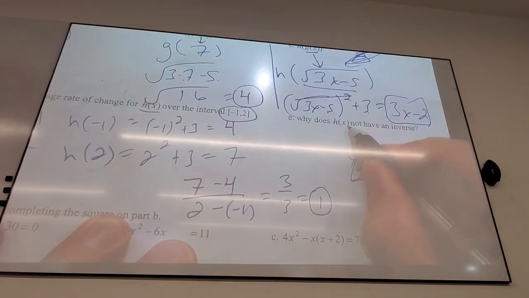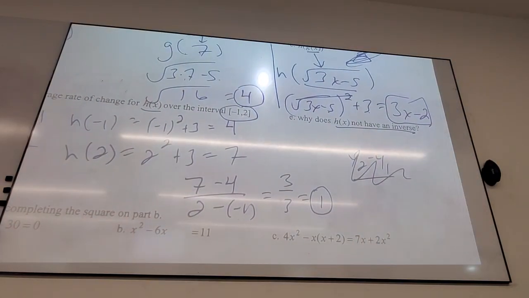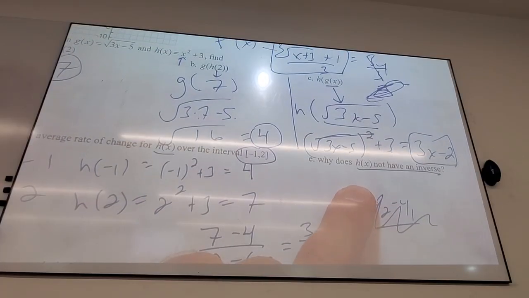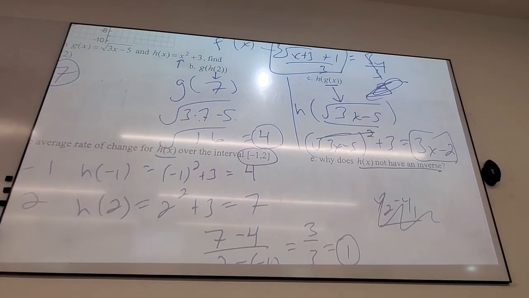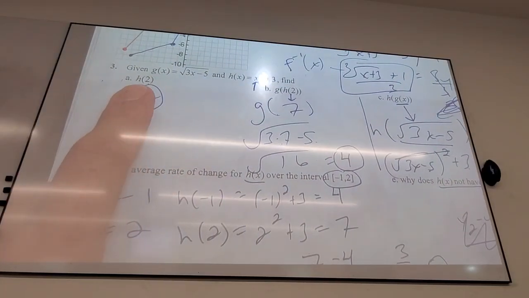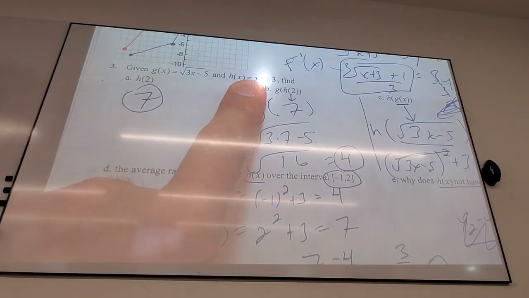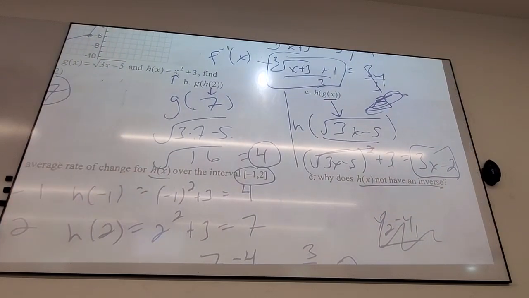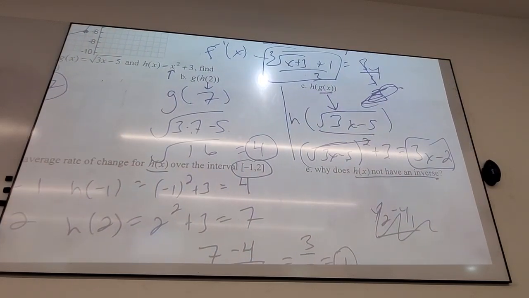Why does this not have an inverse? There are a lot of different ways to answer it. What's one way somebody answered that? It fails the horizontal line test. Yeah, if you graph it, it's a parabola that fails the horizontal line test. You could also say h of 2 is 7. What's h of -2? 7. So one output comes from 2 inputs. That's exactly what can't happen with one-to-one. One-to-one means every output has one input, and every input has one output. That's why it's called one-to-one. This one and this one go both ways.